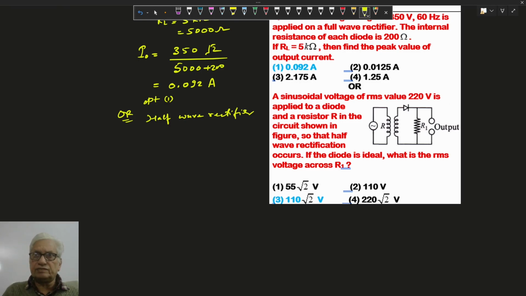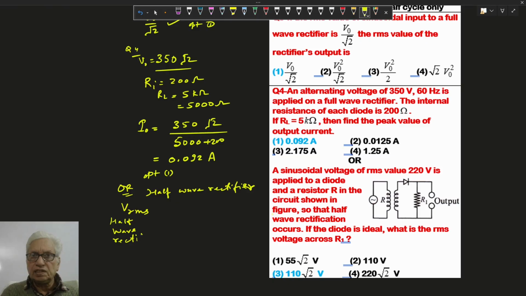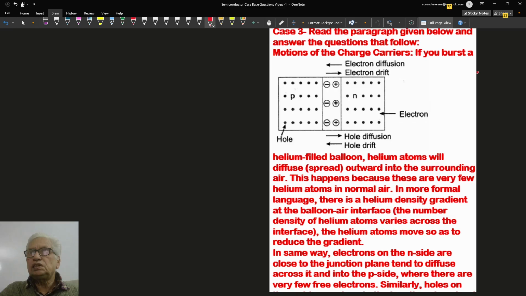Load resistance here is R1, so we have to find the RMS voltage. Here the RMS voltage for a half wave rectifier is given by V maximum divided by 2, and V maximum will be 220 root 2 divided by 2, that will be 110 root 2 volts. So the option is correct.